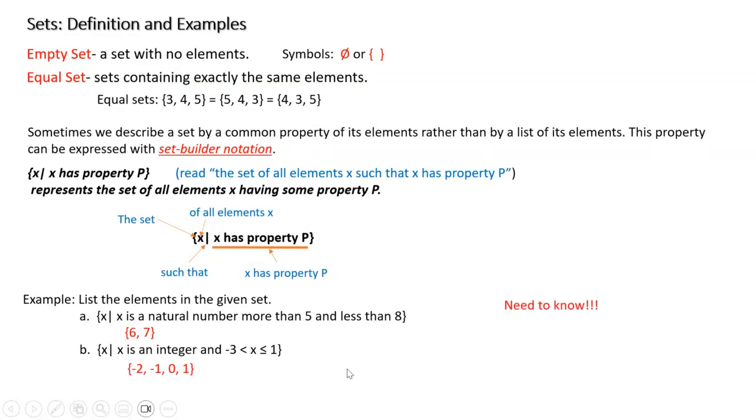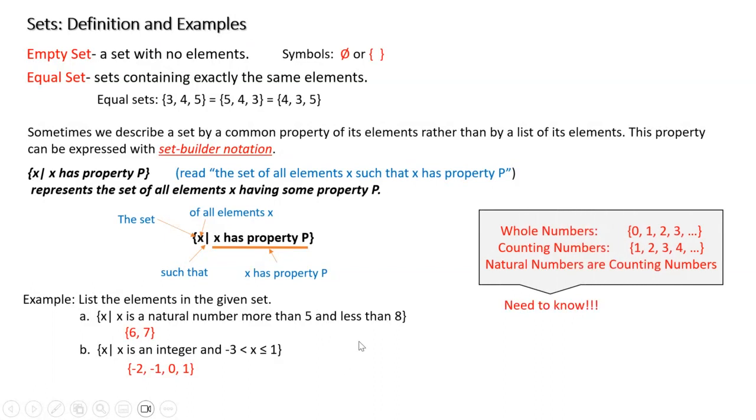Now there's something that you guys need to know. At times they're going to be asking you something about whole numbers or counting numbers. If you don't know about these numbers, you're not going to be able to answer the question properly. So keep in mind that whole numbers start with 0 and go all the way to infinity. Counting numbers are the same thing as natural numbers. They begin with 1 and go all the way to infinity. So I repeat, whole numbers start with 0 to infinity, and counting numbers start with 1 and go all the way to infinity.